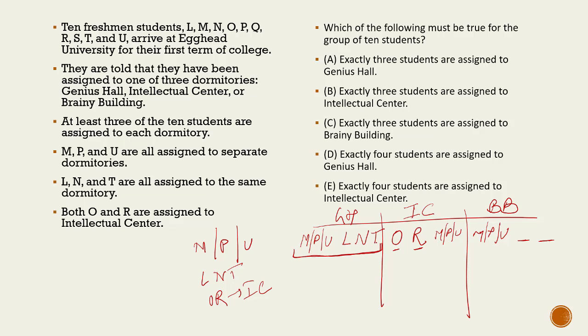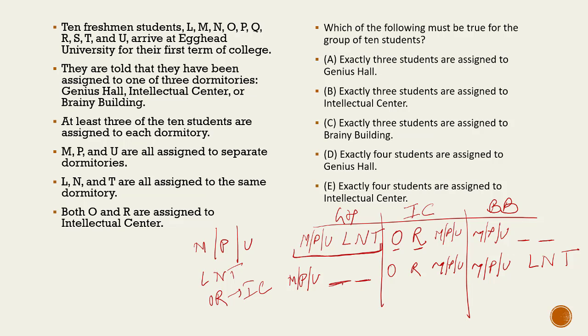And if I reverse this condition, that I am allotting L and T to Brainy Building, it would have 4 students, and as we have seen, the distribution of students can be 3, 3, 4. So the other 2 students would go to Genius Hall. Let's have a look at the options here. Which of the following must be true for the group of 10 students? Exactly 3 students are assigned to Genius Hall. Now, this is not a must thing to happen. It can happen.